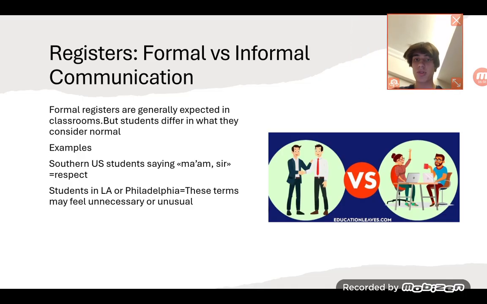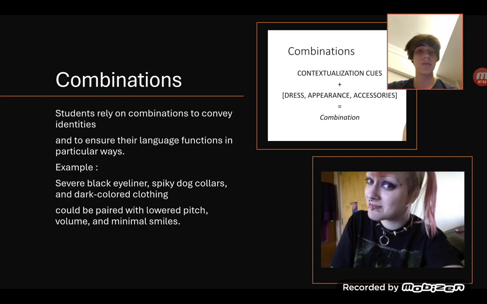Registers, formal versus informal communication. Formal registers are generally accepted in classrooms, but students differ in what they consider normal. Examples for this might be Southern US students saying ma'am and sir, which to them equals respect. But students in LA or Philadelphia might think that these terms feel unnecessary or unusual. So this changes from context to context, or from people to people.